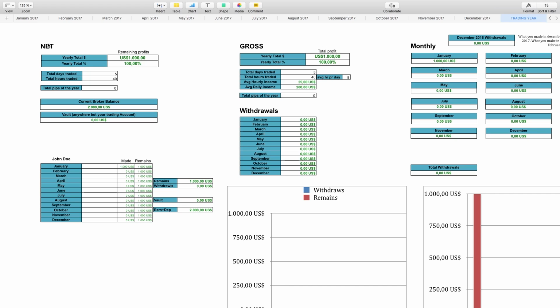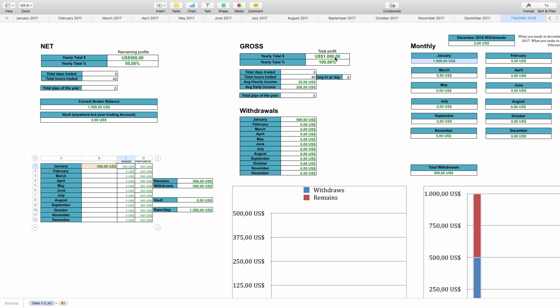Now you got your net, which is your yearly total of remaining profits, that is right now, and then you got your gross, which will not change even if you take out money. It will not change, only if you have a loss. So let's say we take out right now $500. Sorry, that was only 50, but you get the point. Alright, so $500. Now remaining profits is $500, which is a 50% increase of the total balance, return of investment, all that kind of stuff.